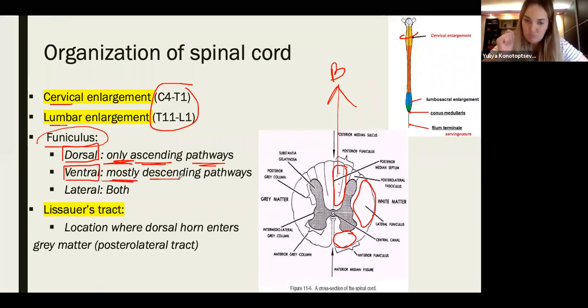In the anterior funiculus, you will find mostly descending. Mostly, not only, mostly descending. Descending are going from the brain to the spinal cord. That means that they are not sensory, they are motor.